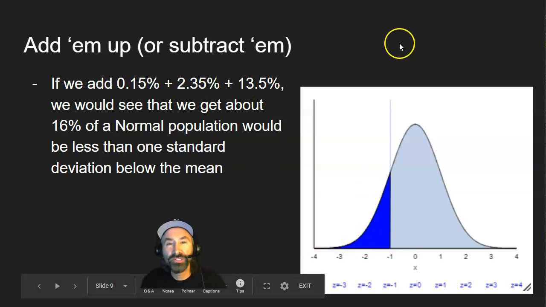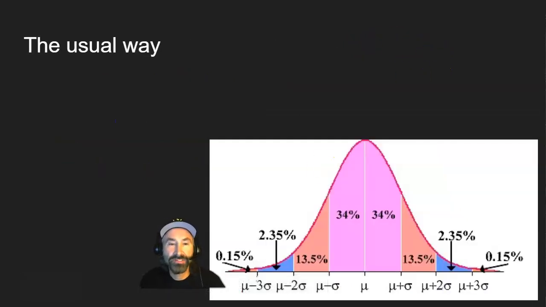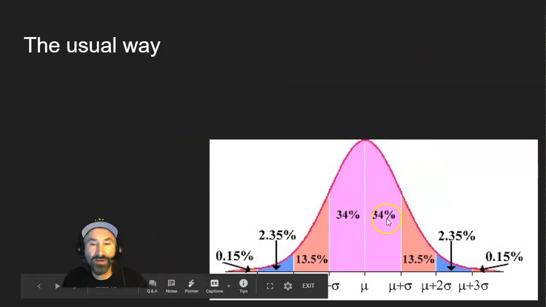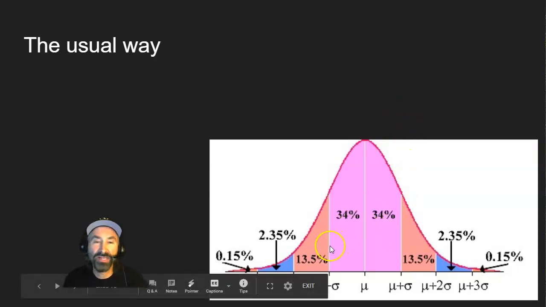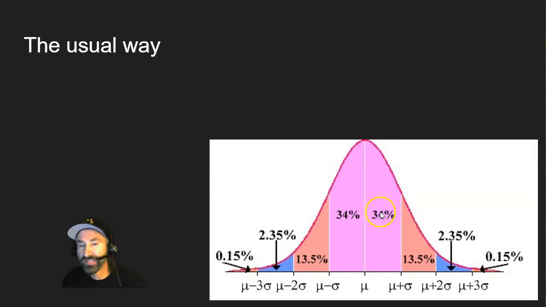So the traditional way we're going to do this is we are going to start with numbers that are easier to remember, like the 68, the 95, and the 99.7%, as in the 68, 95, 99.7 rule. 68% of our data is 1 standard deviation away from the mean. That means 1 standard deviation below and 1 standard deviation above. And if we take that 68%, divide it in 2, we get 34 and 34.